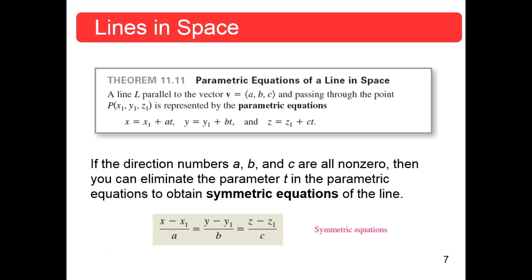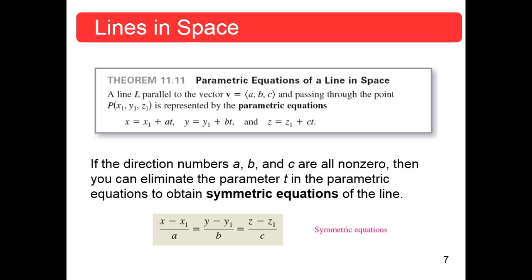So what you're going to do here is solve that for each one. So this would be x minus x1, subtract that from both sides, divided by a, is equal to, because that t is the same as this t is the same as that t, and do the same thing for this one: y minus y1 divided by b is that t, z minus z1 divided by c is that t, and set those three t's equal to each other: x minus x1 over a equals y minus y1 over b equals z minus z1 over c. Those are our symmetric equations for a line in space.